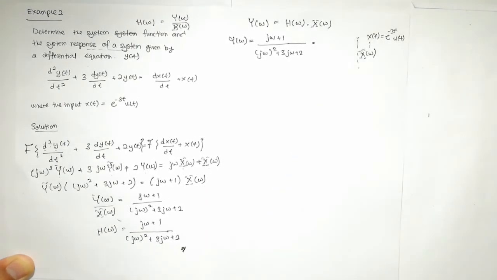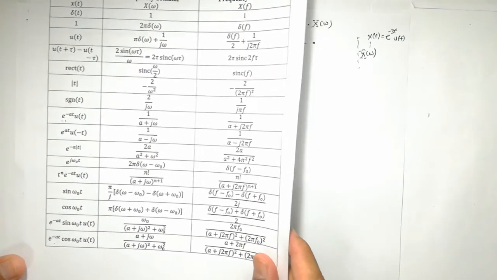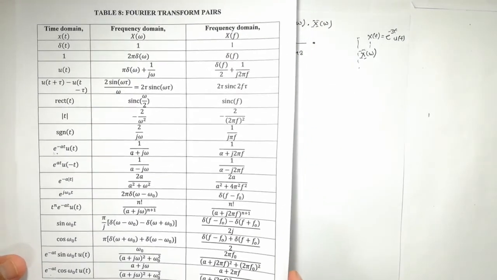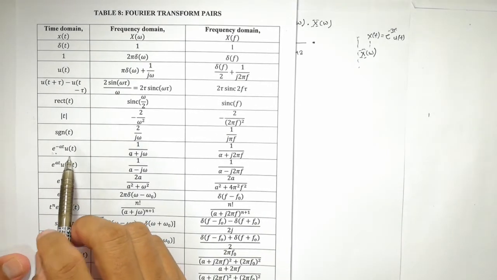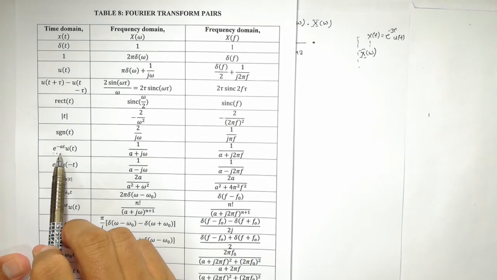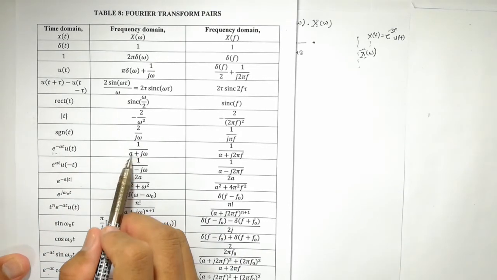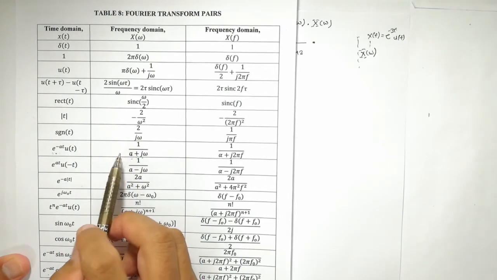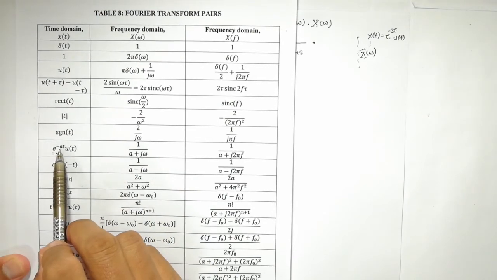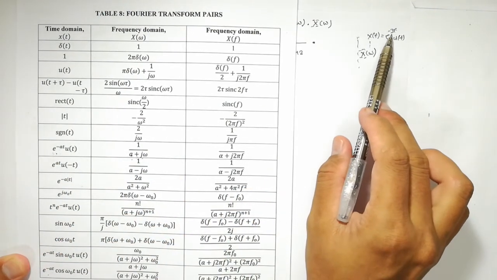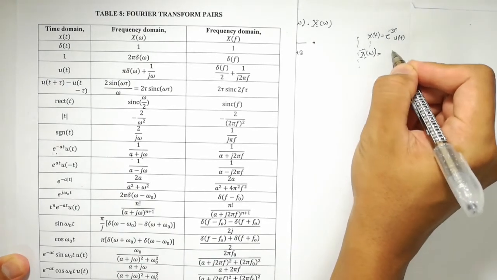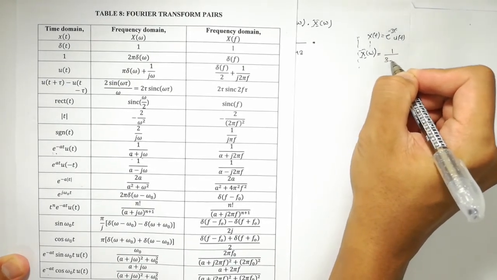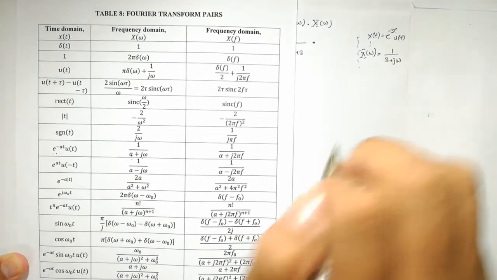we need to refer to our Fourier transform pair table, which is this one. For e^(-3t)u(t), we will refer to this one. This will give us 1 over (a + jω). So now we check, we have a over here, which is equal to 3. So our X(ω) will be equal to 1 over (3 + jω).